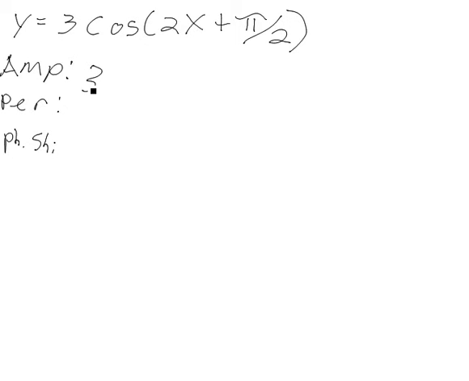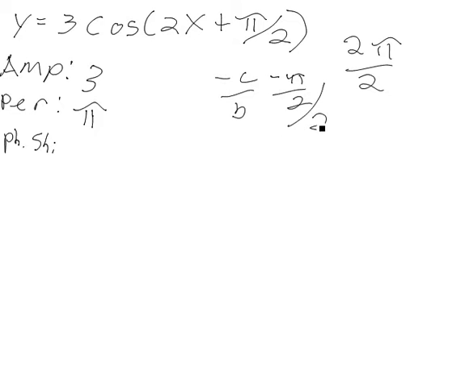For the period, we're going to take 2 pi over b, which is 2 here. And that's just going to leave us with pi. Now, for the phase shift, we're going to take negative c over b, which in this case, our negative c is going to be our pi over 2, so we take a negative pi over 2, and then again b is 2, which, when we do the math on that, it's going to be negative pi over 4.